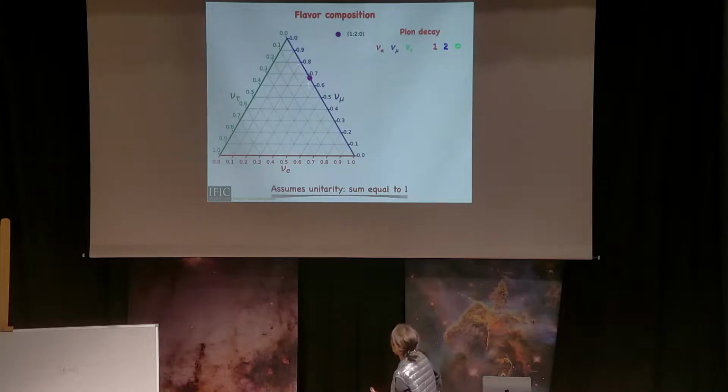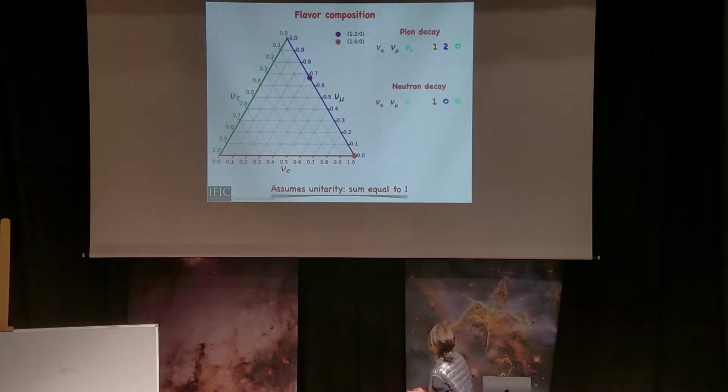66% nu mu and 0.33% nu e. You understand now the triangle? Have you seen these triangles before? IceCube always is showing these triangles. Okay, so very good. Now imagine that we have neutron decay.